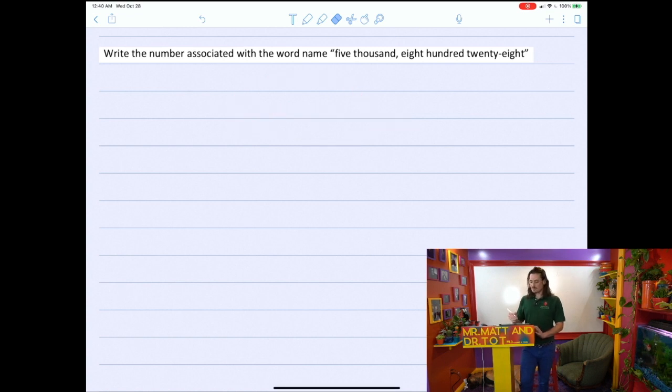Okay, so 5,000, start with the greatest value all the way to the left, 5,000, so 5, comma, 800, 828. So 5,828 with a comma between the 5 and the first 8.